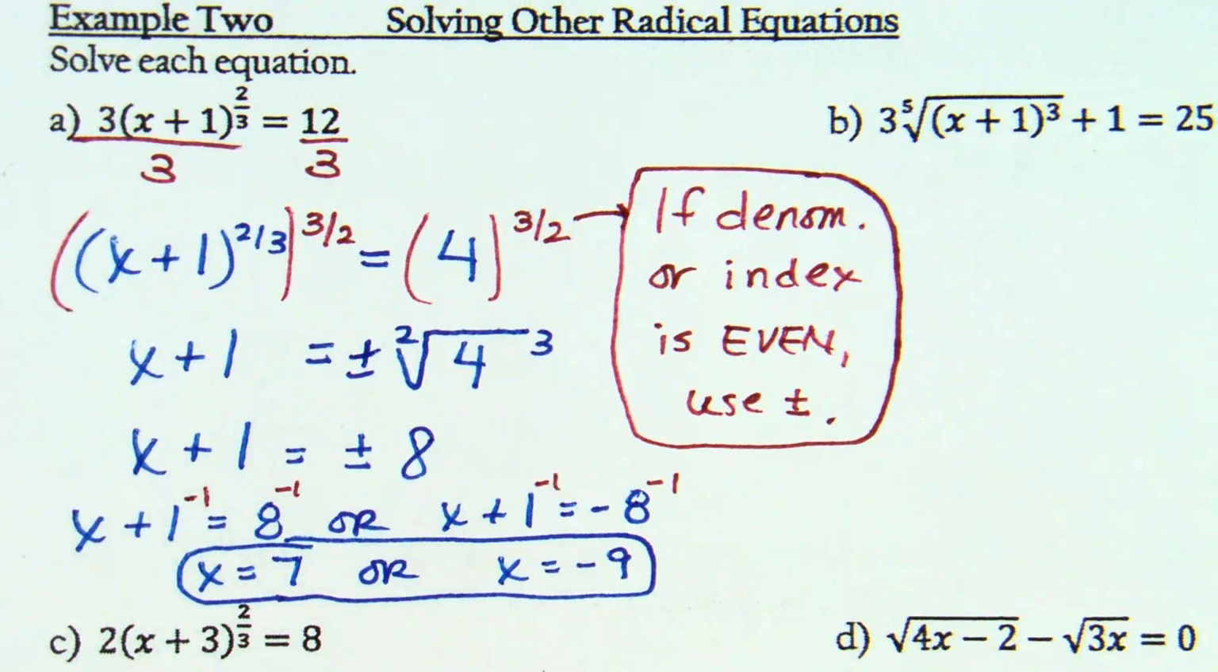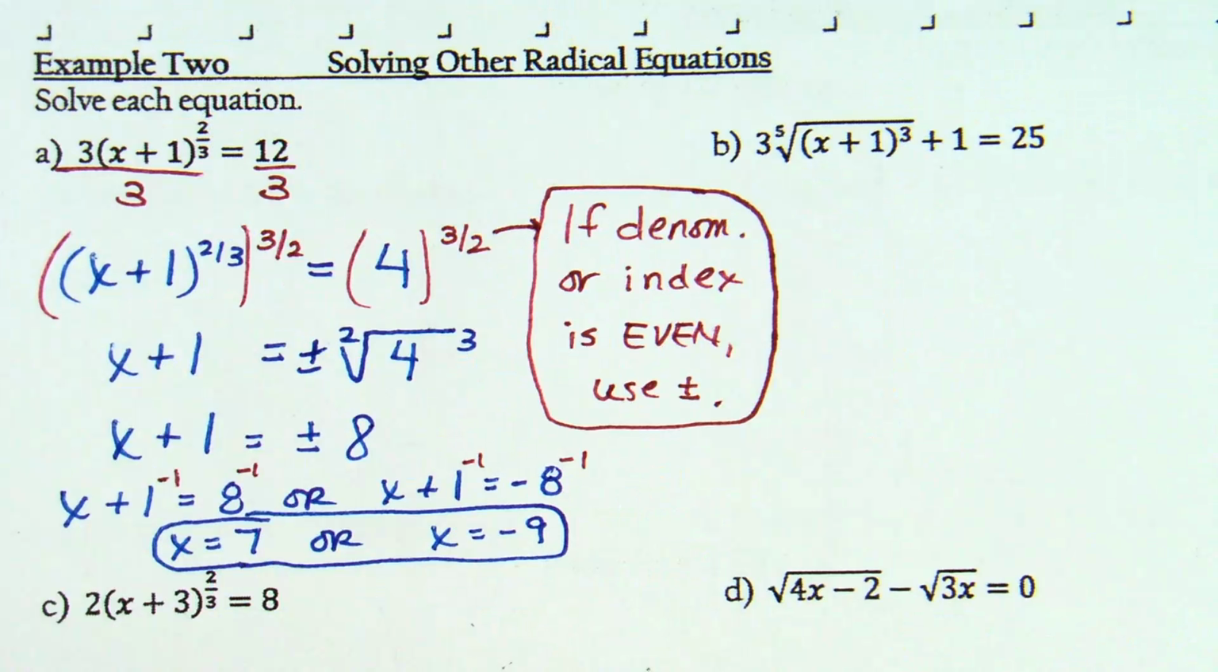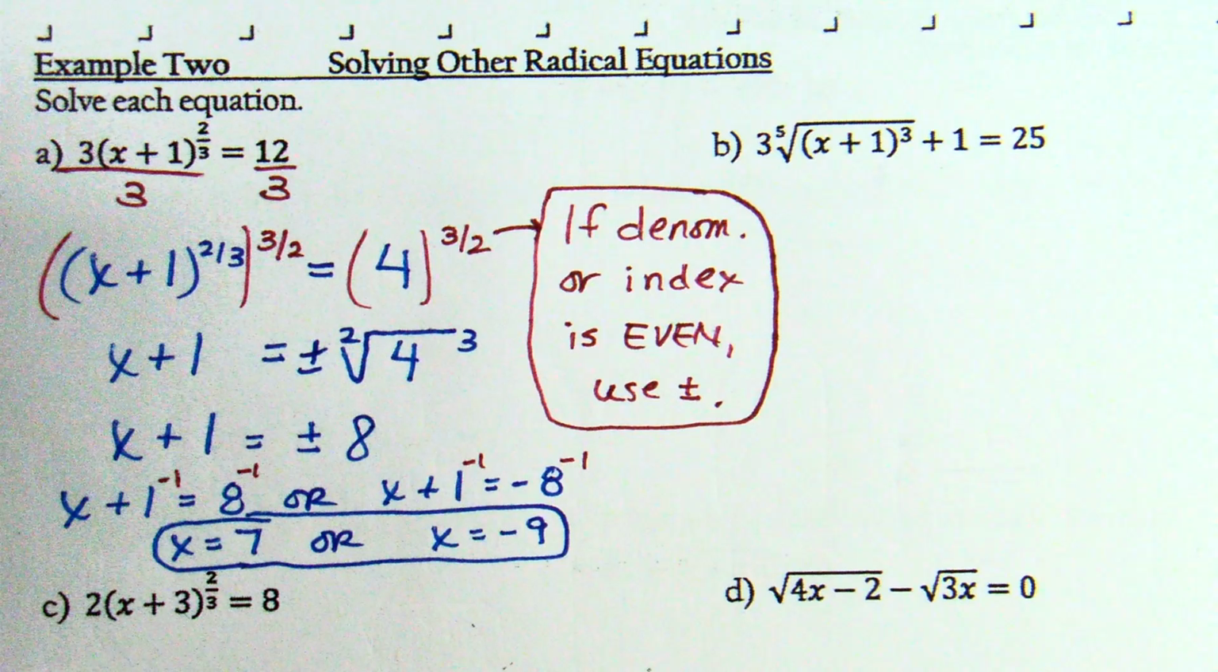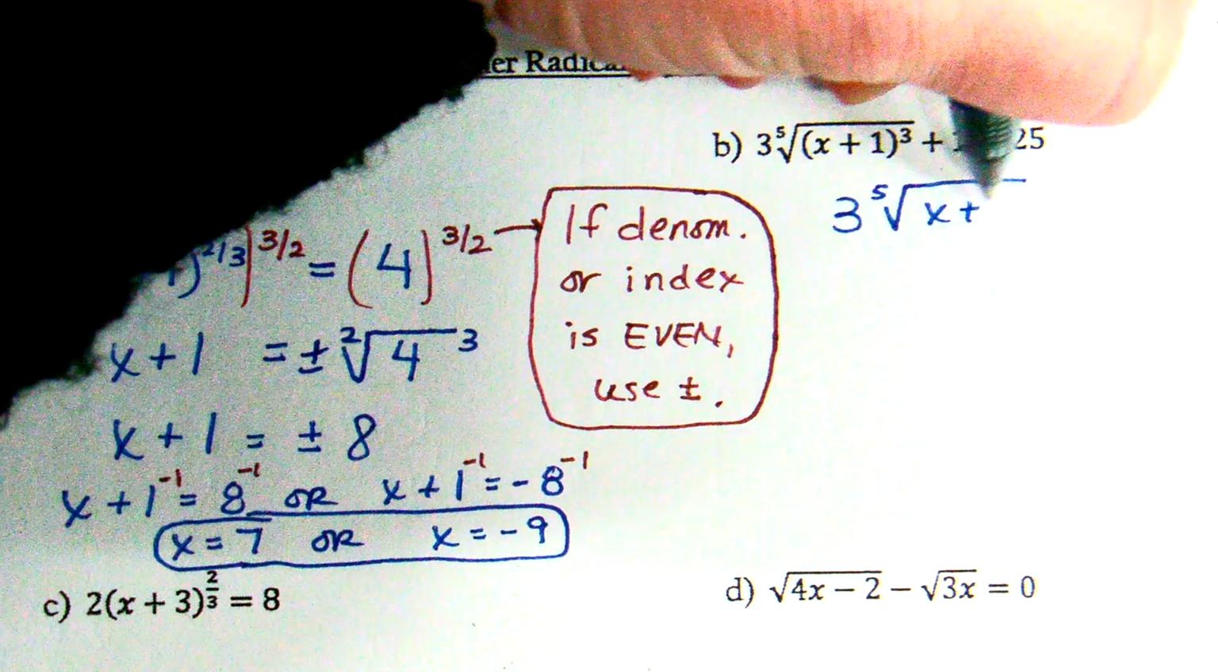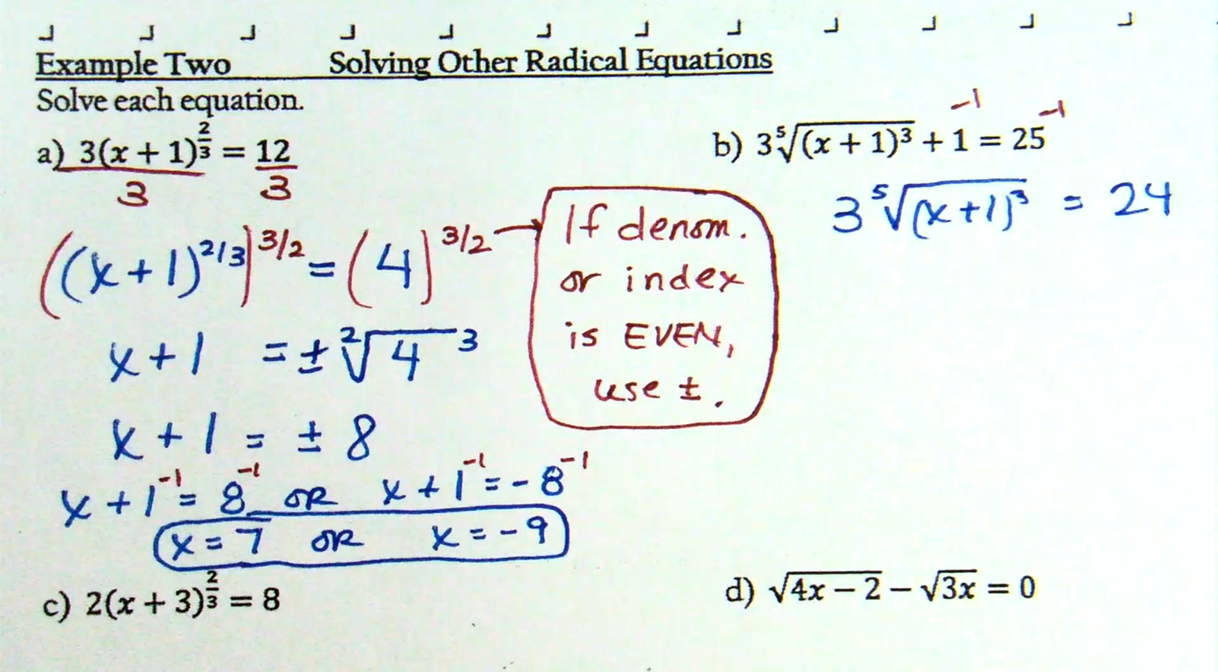I'm ready for B when you are. Now, I see a radical. First thing I'm going to ask myself is, how do I get that radical isolated? What do I need to do to get that radical by itself? Okay, yeah, I've got 3 times the radical plus 1 equals 25. So let's start by subtracting 1. Then I have 3 times the radical equals 24.